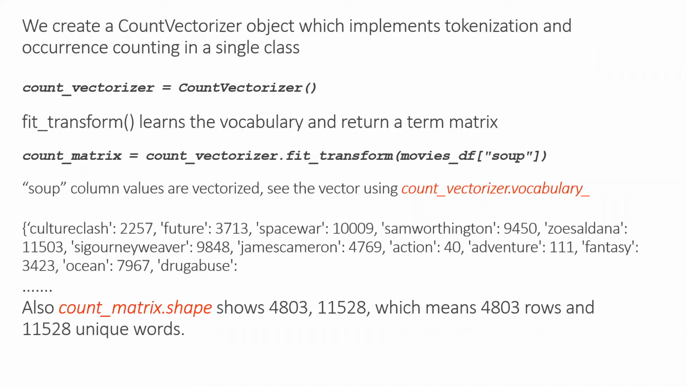For our machine learning, we use the CountVectorizer object, which implements tokenization and the occurrence counting in the sklearn class. We used fit_transform, which learns the vocabulary and returns a term matrix. The soup column values are then vectorized, and below we have an example of that. We use our count matrix shape to show 4,803 rows and an example of 11,528 unique words.